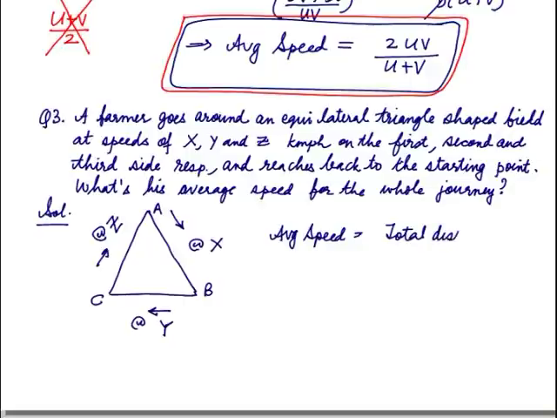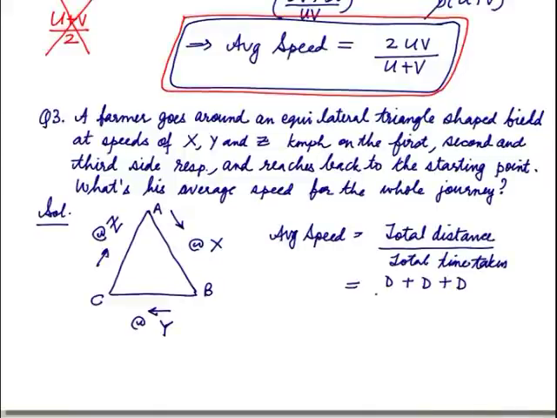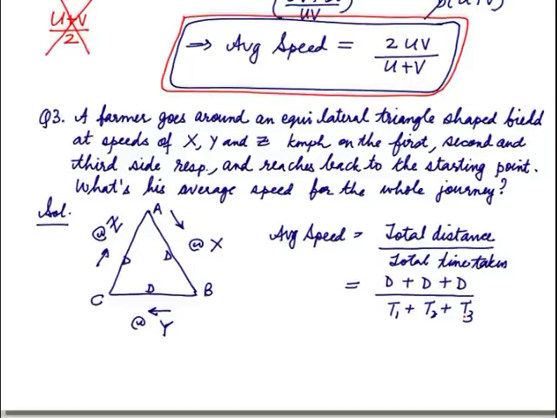So let us get started. Average speed of the whole journey would be total distance upon total time taken, (d plus d plus d) upon the total time. Let us say T1 plus T2 plus T3. But we know that speed is distance upon time. So naturally, time will be distance upon speed. Distance is d and the speed is x for the first leg of the journey and so on. So let me substitute this in the formula.